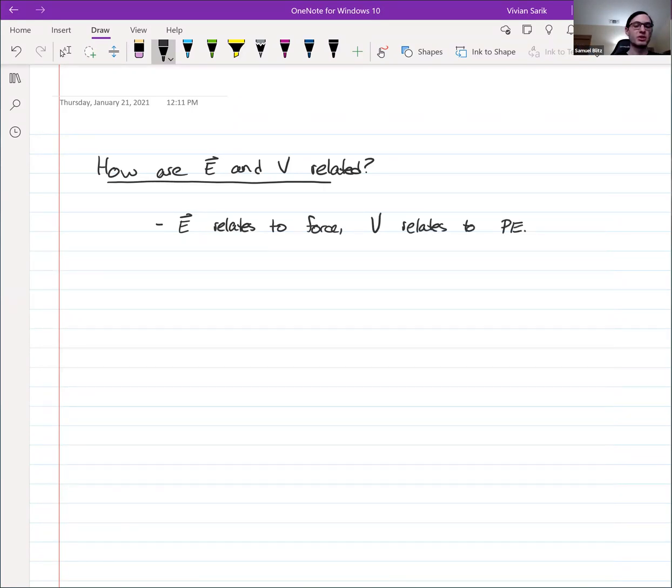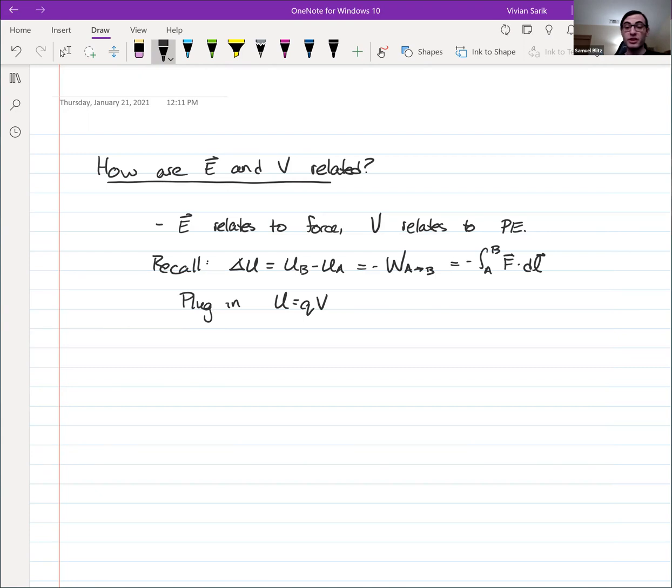And we know that there's a relationship between the force on something and the potential energy of that thing. So just as a quick reminder, recall that the change in potential energy of a system, which we might write as UB minus UA, is just the negative of the work done going from place A to place B, which is just the negative, from A to B, of F dot dl. Right. So we can plug in that U is equal to QV. That's the definition of V. It's just the energy of a test charge divided by the test charge. And we also can plug in that the force on a test charge is equal to the test charge times the electric field to get the following. VA minus VB, notice how it's reversed from VB minus VA because there's a minus sign, is equal to the integral from A to B of E dot dl.